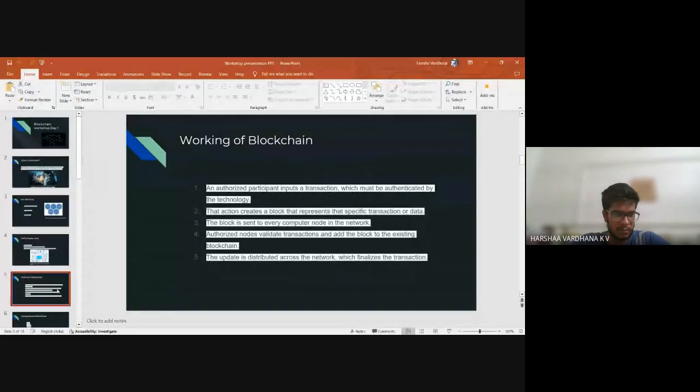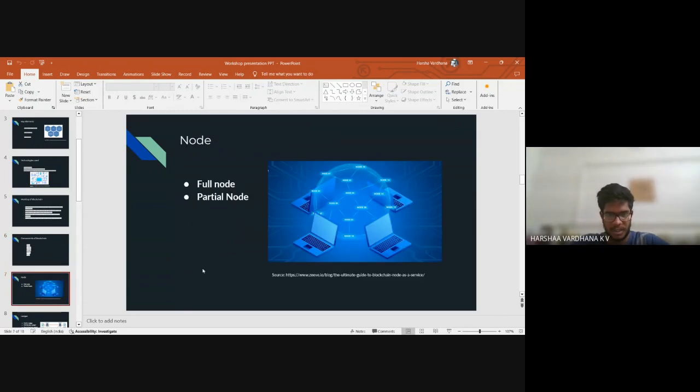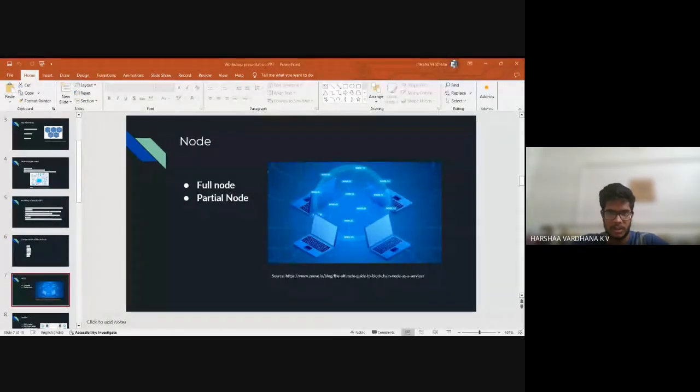So moving forward, we'll be talking about the components of blockchain. That is a node, a ledger, a wallet, a nonce, and a hash. So going in depth, we'll start with what a node is.